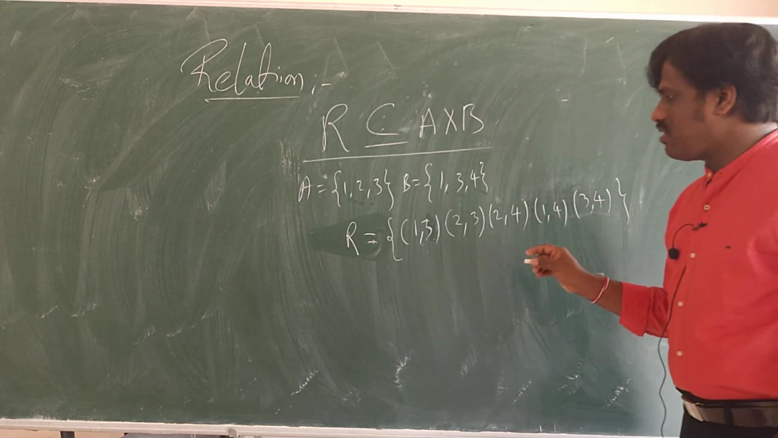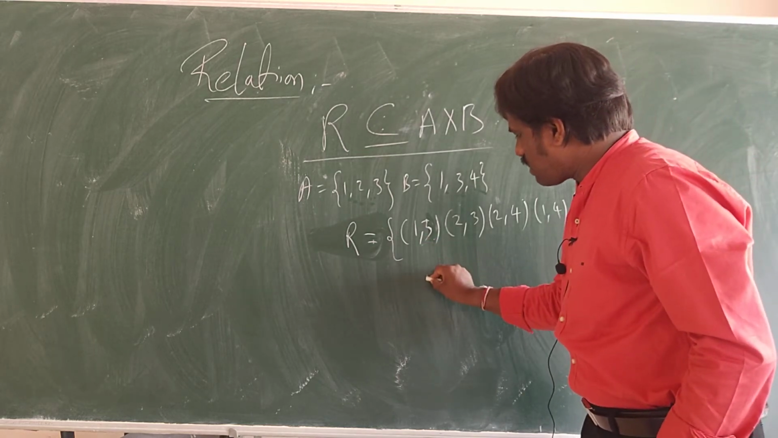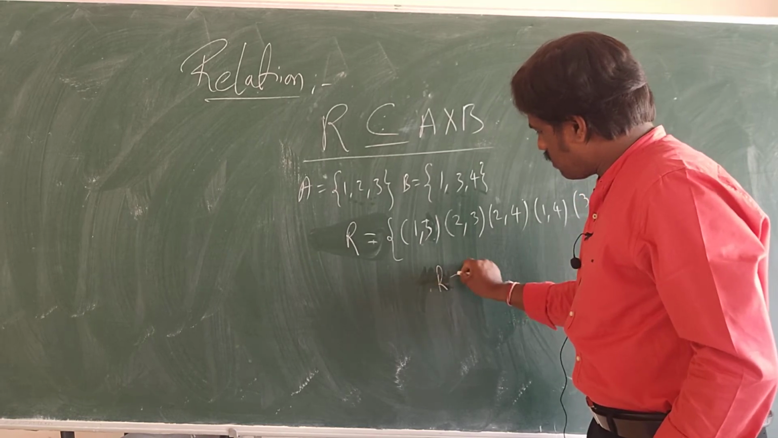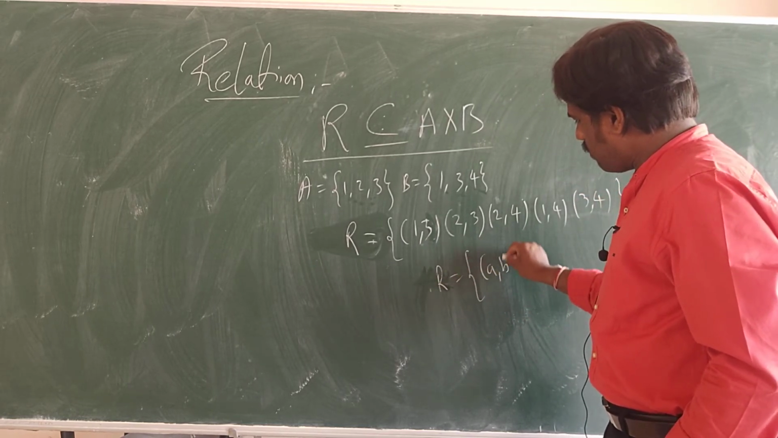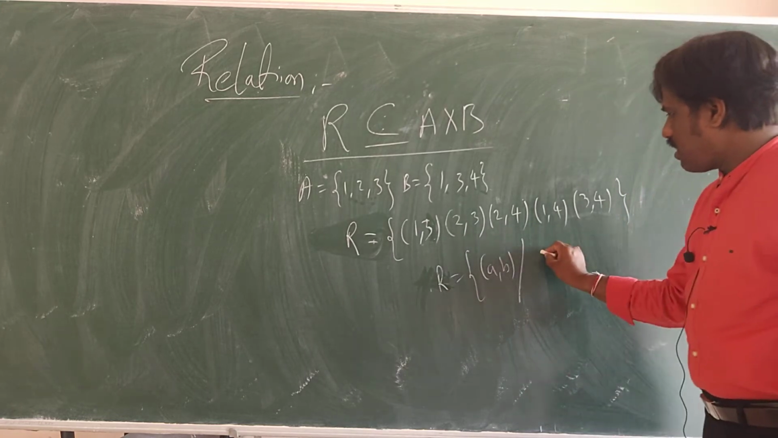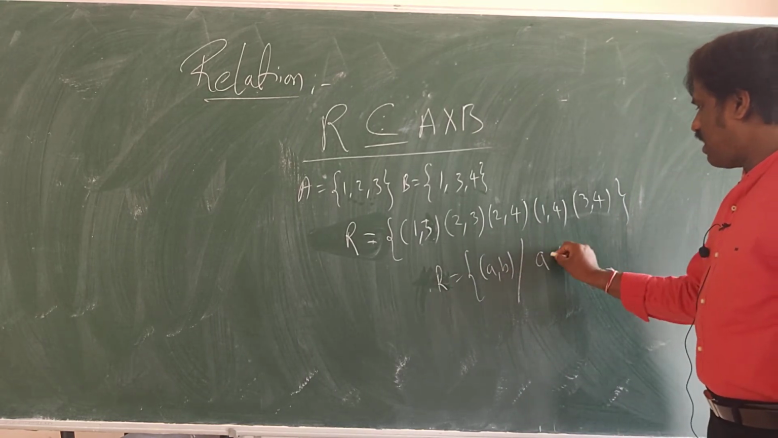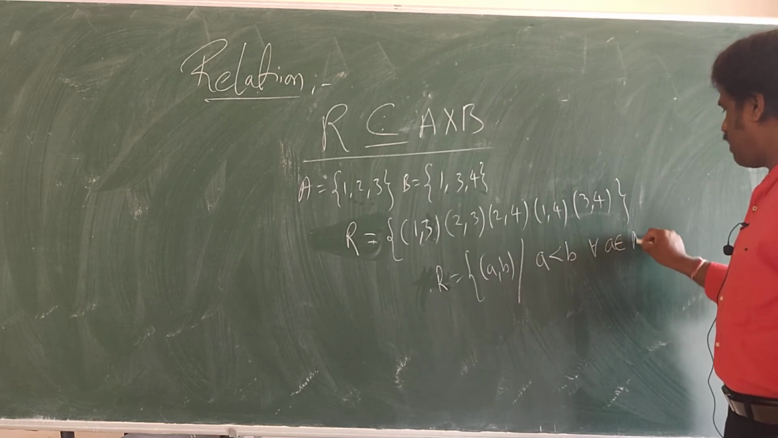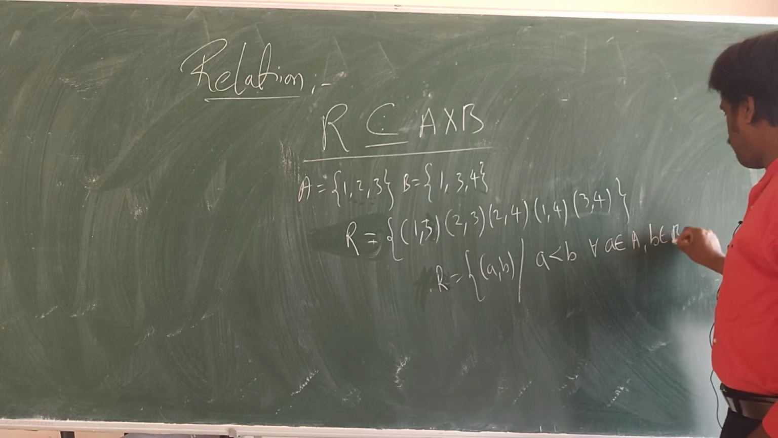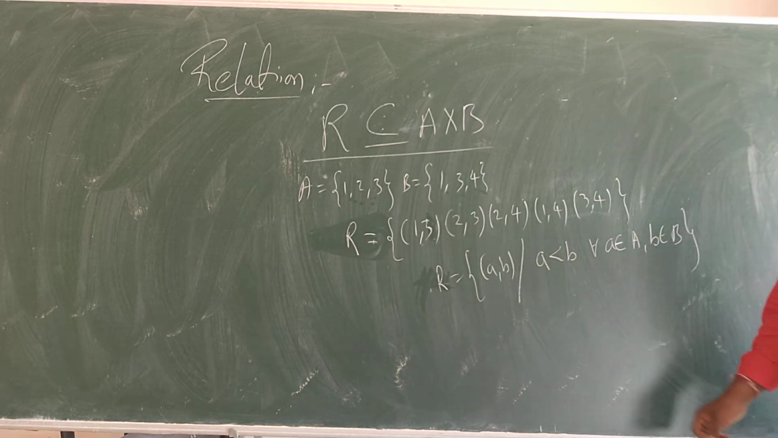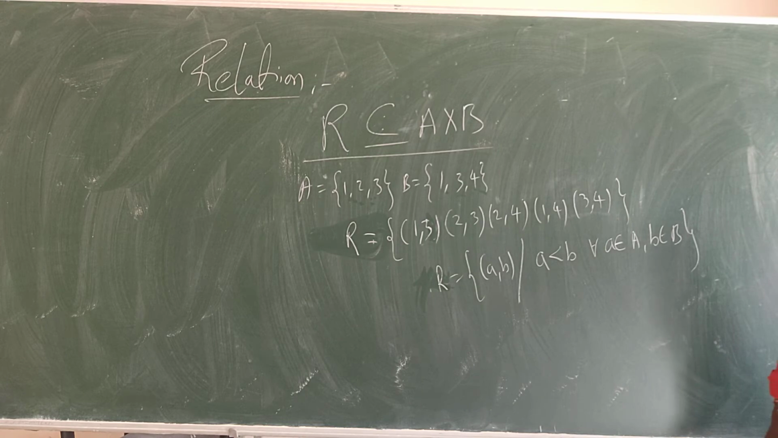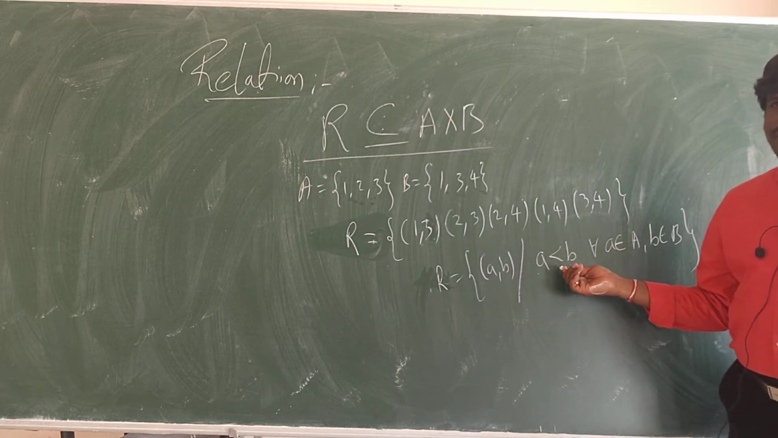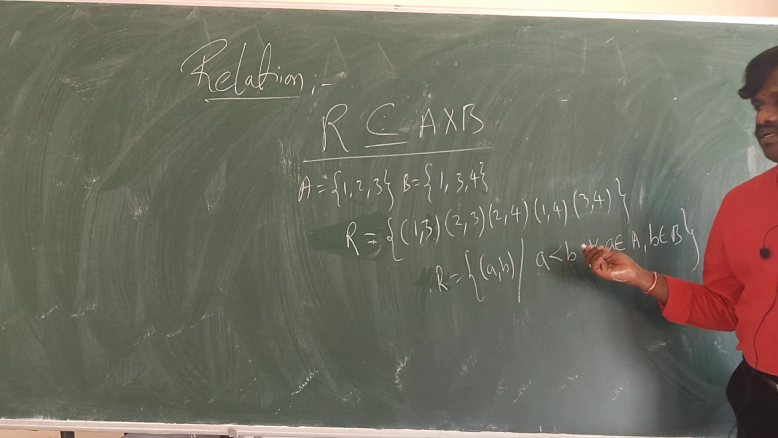If R is a relation, A cross B is there. So I am writing a relation here, that is, the ordered pair (a, b) such that a is less than b, for all a belonging to capital A and b belonging to capital B. I wrote a relation like this. (a, b) is an ordered pair, and the relation is a less than b, which means the first coordinate is less than the second coordinate.